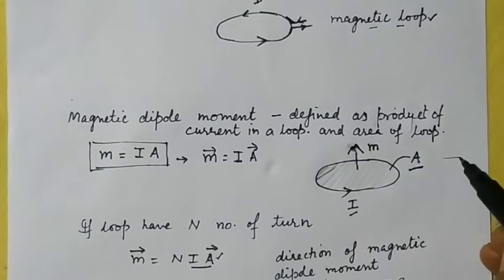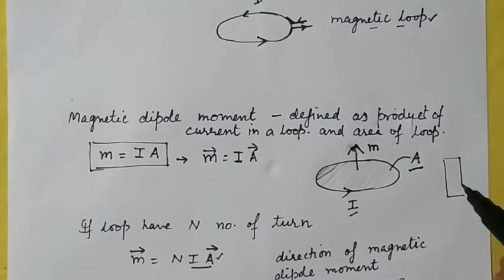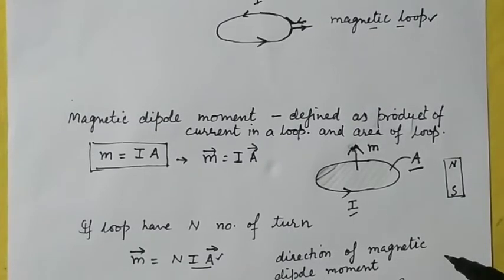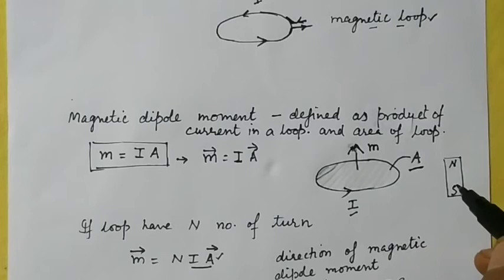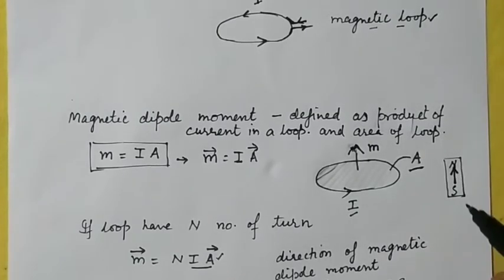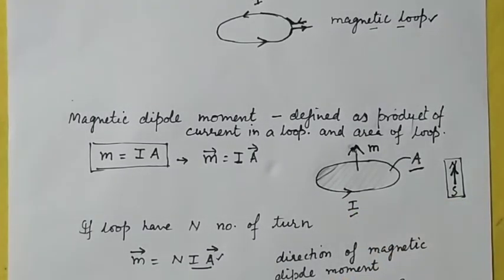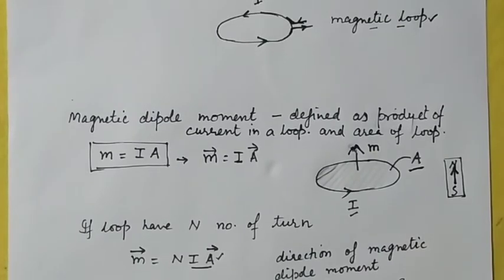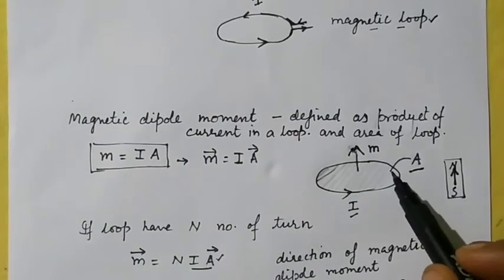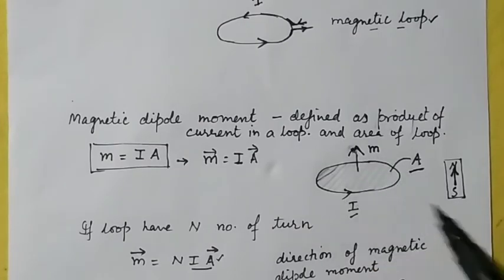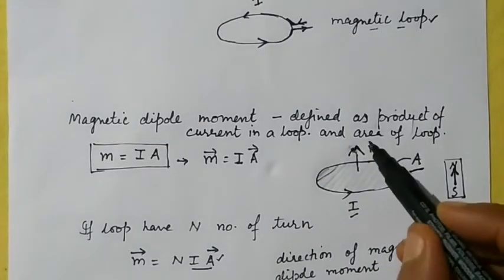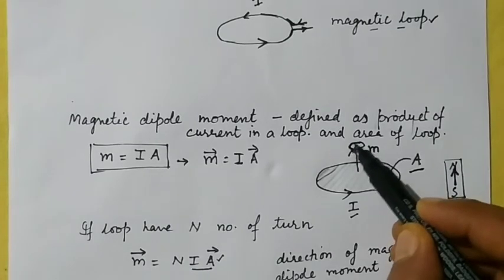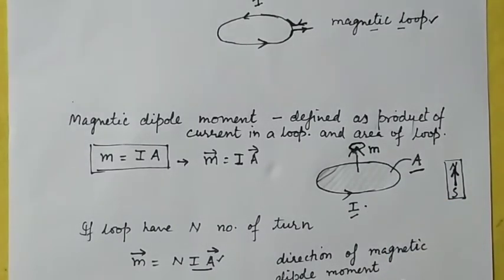We know that a magnet, a tiny magnet, has two poles, a north pole and a south pole, and the direction of the magnetic field inside a magnet is from south to north. So if you compare it with this simple magnetic dipole or magnetic loop, you will find that this dipole or magnetic loop has two poles. One pole is above the loop and the second pole is on the downside of the loop.